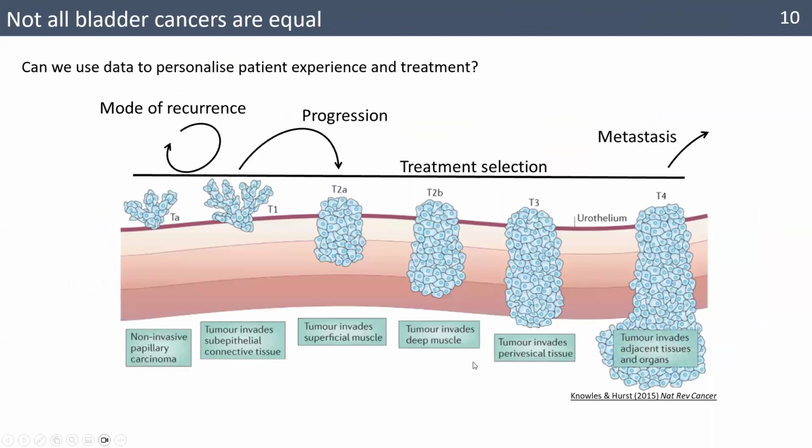Well, it's all about personalizing treatment. We need to understand which tumors will recur, which early tumors will progress to the aggressive muscle-invasive disease, which aggressive muscle-invasive cancers will then metastasize and go to different parts of the body. And then across all stages, how we actually pick the best treatment for the best patient.